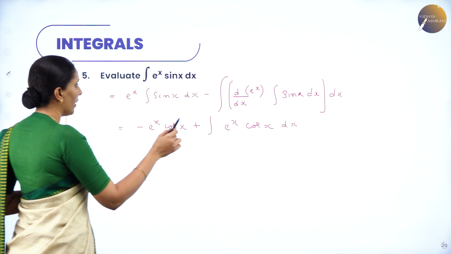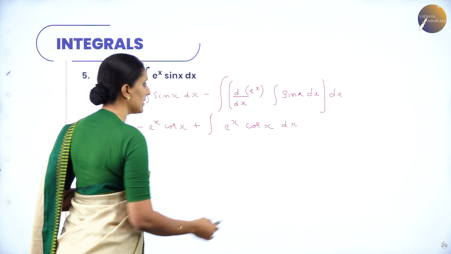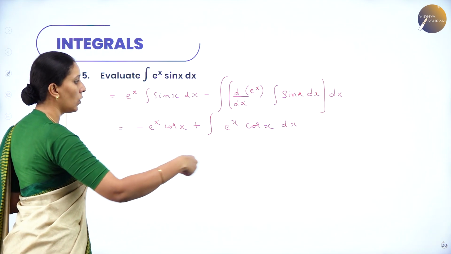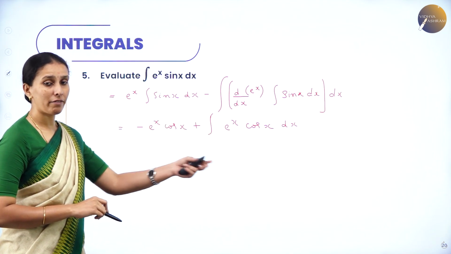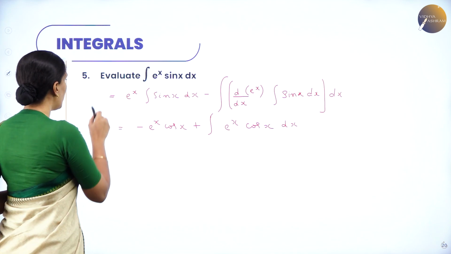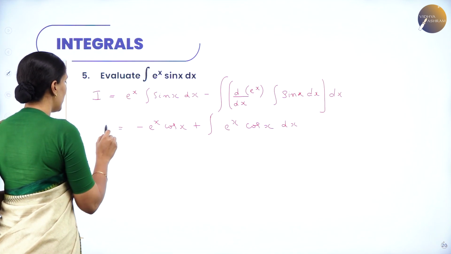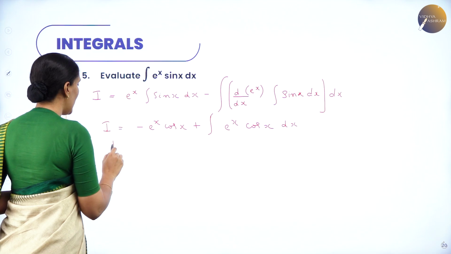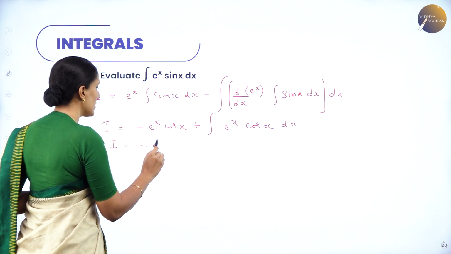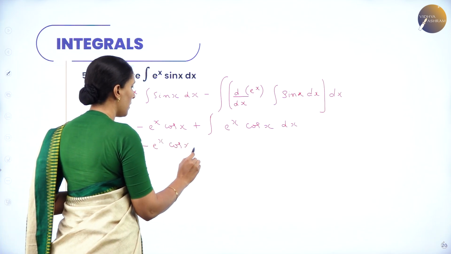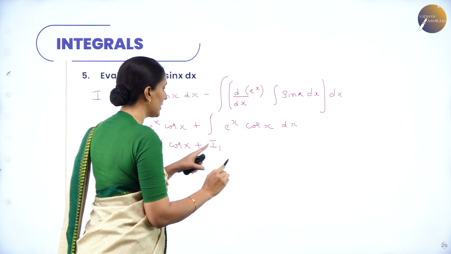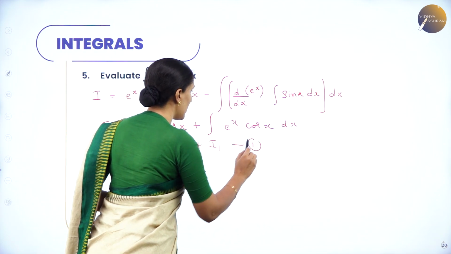So if we go on integrating this function, it will go on integrating throughout to an infinite number of steps. So what I'll do, I'll consider this as I. Then I is equal to minus e power x cos x plus I1. I'll take this as I1. Let me consider this as equation 1.